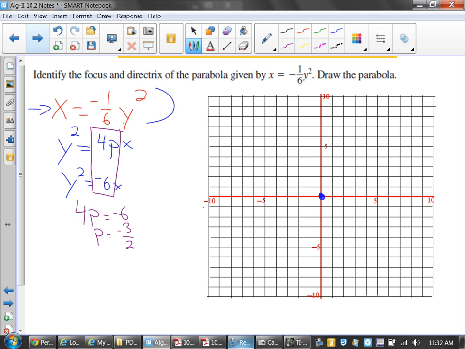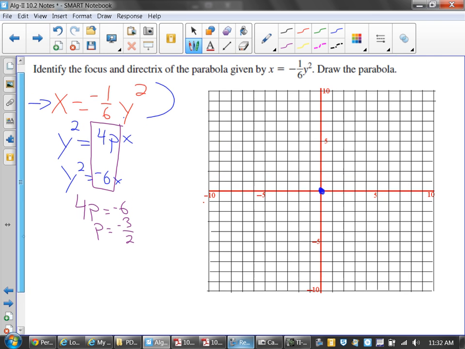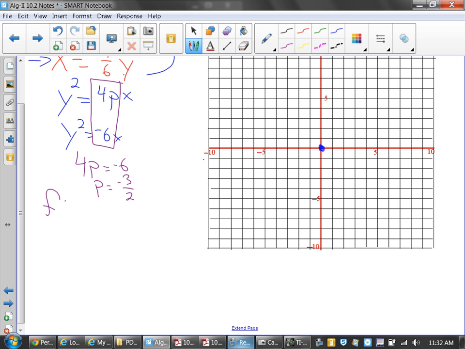Now, I know enough information to do everything. My value of p is negative 3 over 2. That means my focus for this problem will be at negative 3 over 2, comma 0, because I'm following the rules of a y squared parabola. So I put it at negative 3 over 2. There it is.